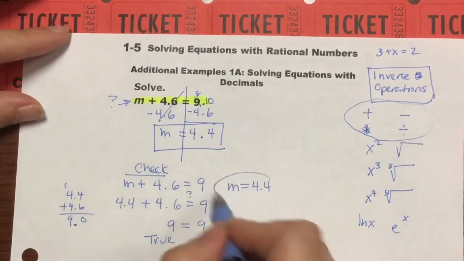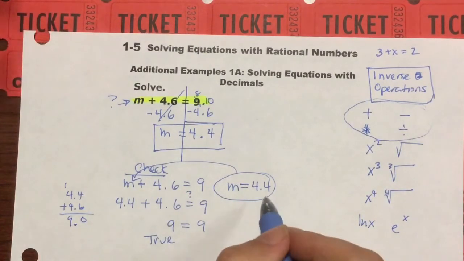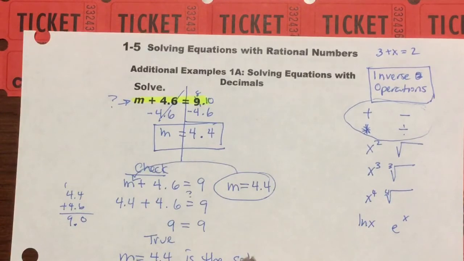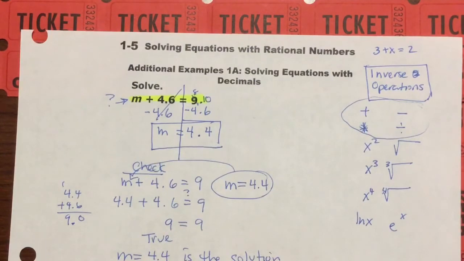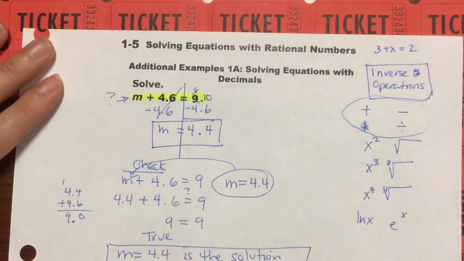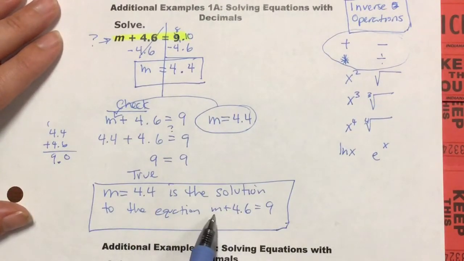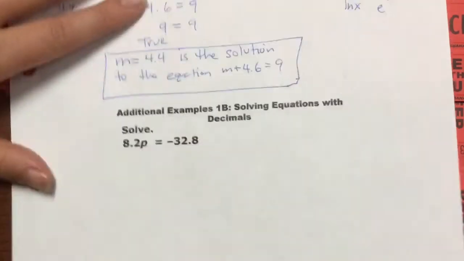Well, that means that the number that we originally substituted in for m is a solution to this original equation. So m equals 4.4 is the solution to the equation m plus 4.6 equals 9. All right, there we go. We checked it. I'm sorry, you can't even see that. M equals 4.4 is the solution to the equation m plus 4.6 equals 9, which was our original equation. All right, cool.